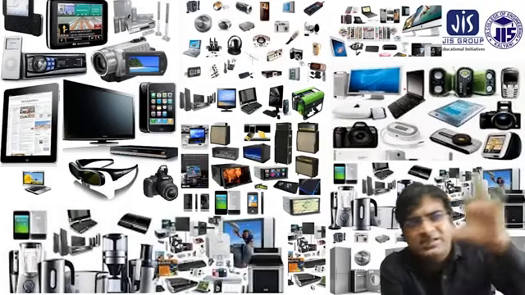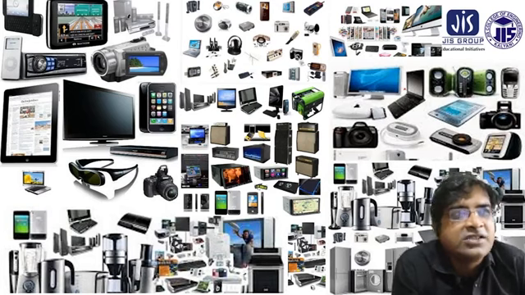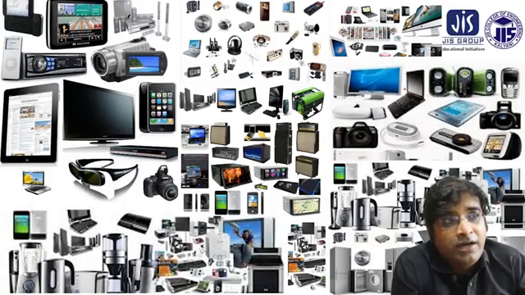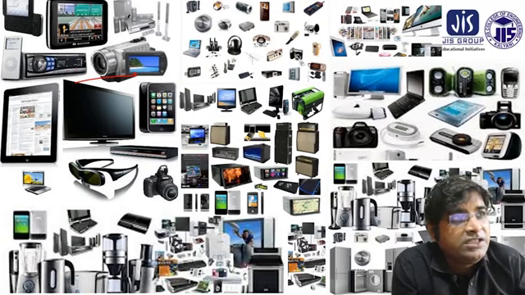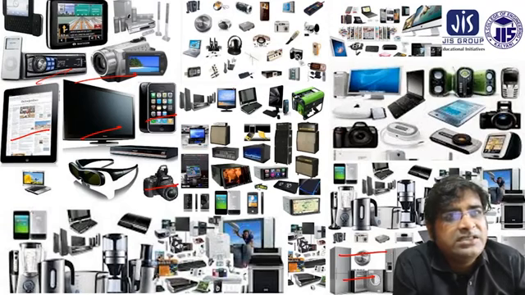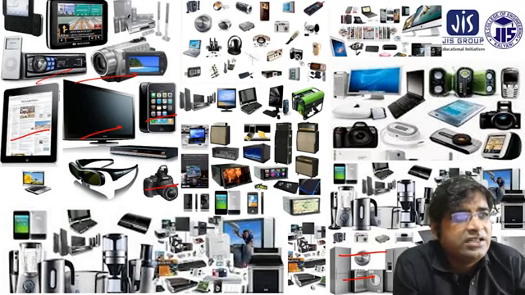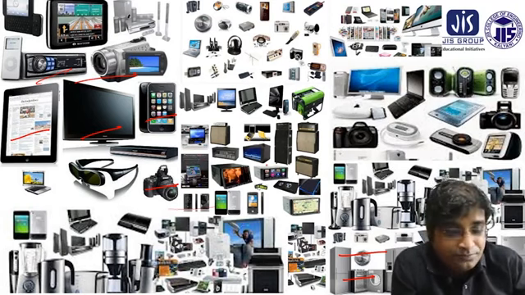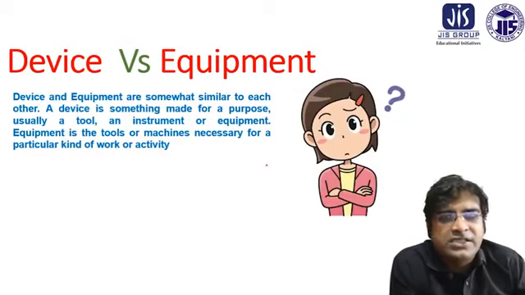Next, you see there is a galaxy of electronics devices. There are several kinds of electronics devices: a camera, a DVD, televisions, tab, mobile, camera also, the fridge, washing machine, and several other things. This is the galaxy of electronics items, and you are using all these items in daily life.